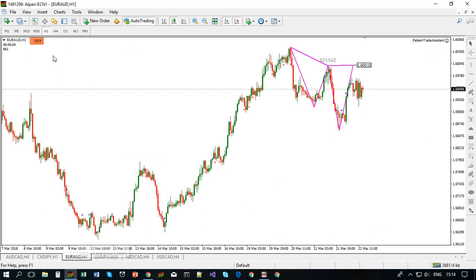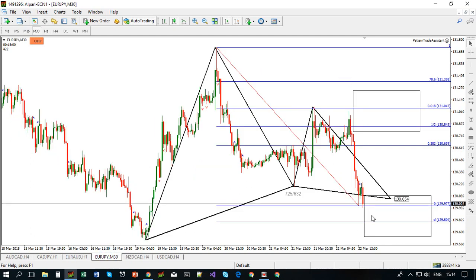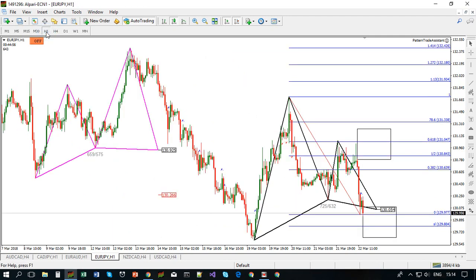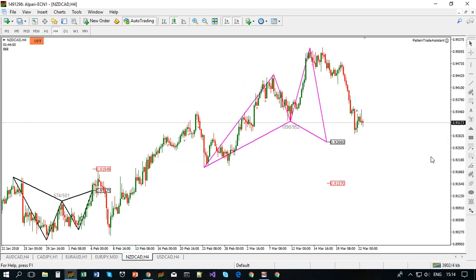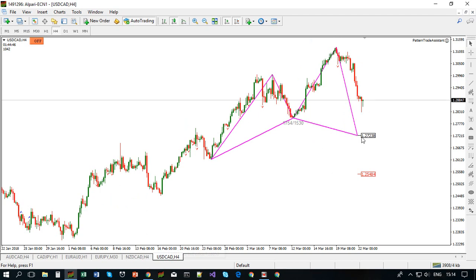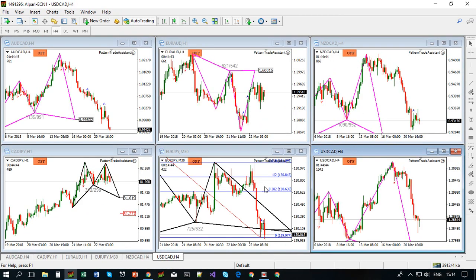Euro Aussie has a Cypher on Euro Aussie 1 hour. Euro Yen, we have a Unified Goddess setting up that already completed on 30 minutes. It is actually 1 hour, but I am going to execute that on 30 minutes. And we have New Zealand Canada Cypher that is setting up, and Dollar Canadian Cypher that is setting up as well. So these are the pairs. The analysis is done, so they are the pairs that I'm looking at.